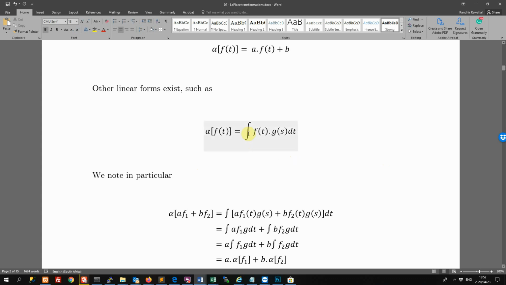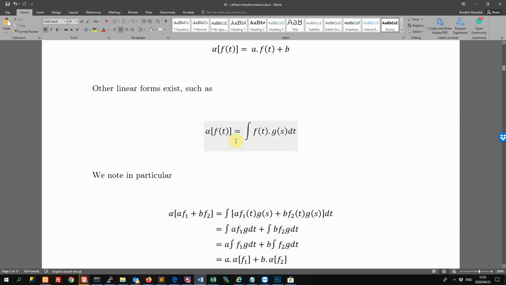We had mentioned that the integral form of an operator was also a linear operator. So we introduced this form. We said that the operator was the integral of the original function multiplied with another function in this other variable s. So s becomes the variable of the operator. And we hadn't proved that this is a linear operator, but we'll do that here.